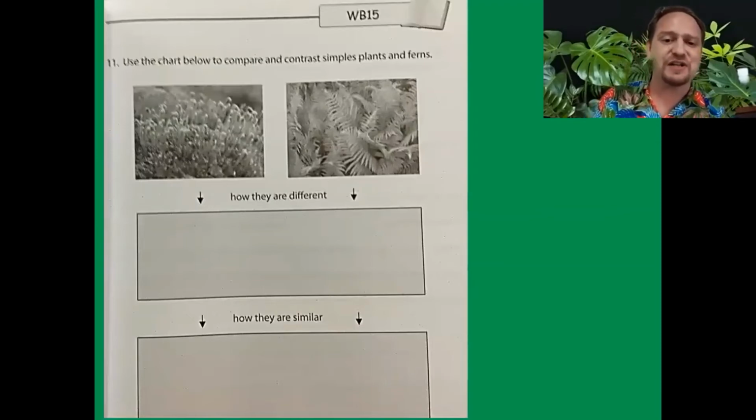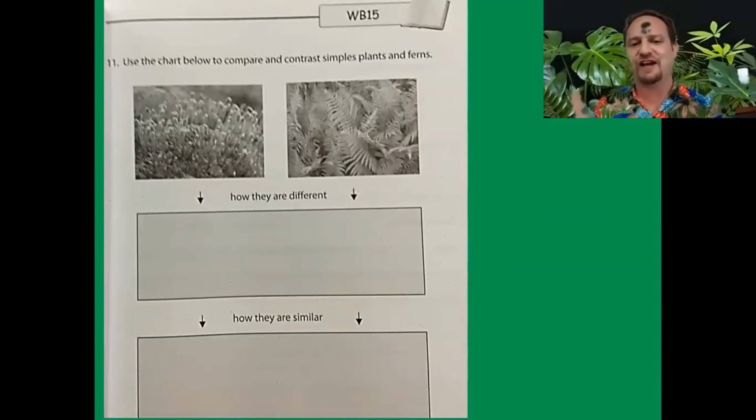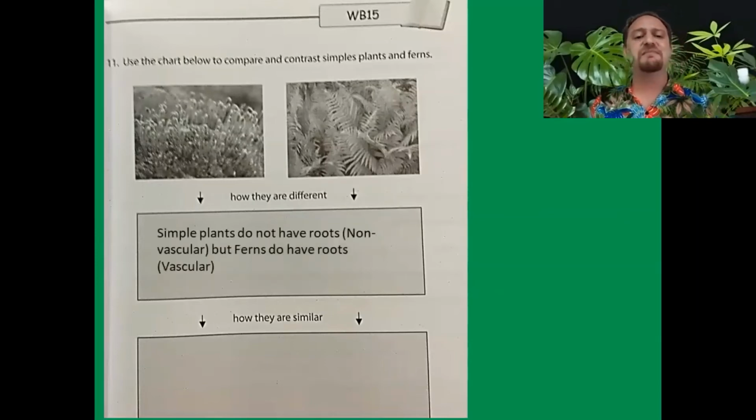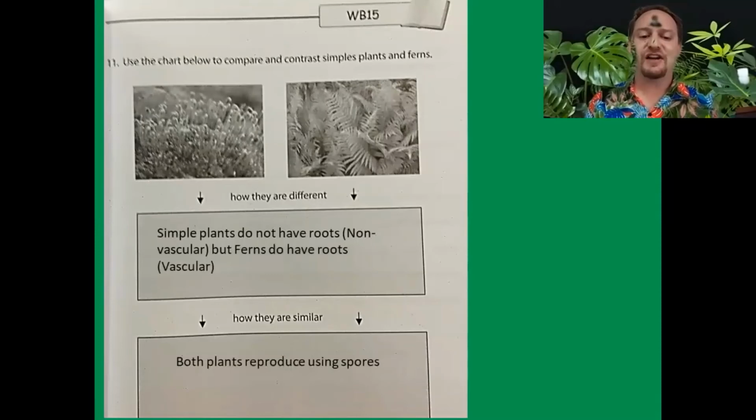Page 15, you can see two pictures at the top. On your left, that's a simple plant. On your right, it's a fern. Okay, how are they different? They are different because simple plants do not have roots. They are non-vascular. But ferns do have roots. They are vascular plants, okay? But they are similar. How are they similar? Well, both types of plant reproduce using spores, okay? Clumps of sporangia you can find on fern plants, okay? Now, that's what makes ferns unique, okay?